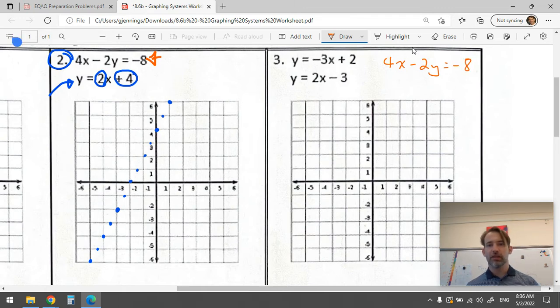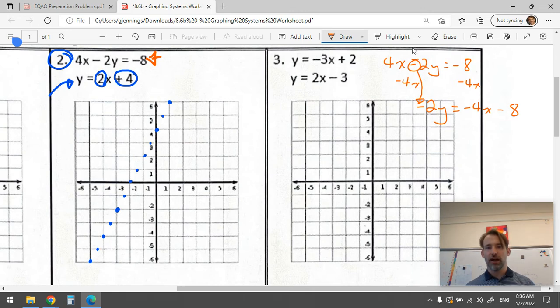First thing to do, get that x to the other side. So I'm going to subtract 4x from both sides. And then I get negative 2y. Notice that this negative sign survives, and that's a common student mistake to have it disappear. Negative 2y equals negative 4x minus 8.